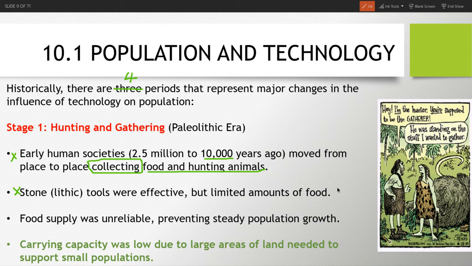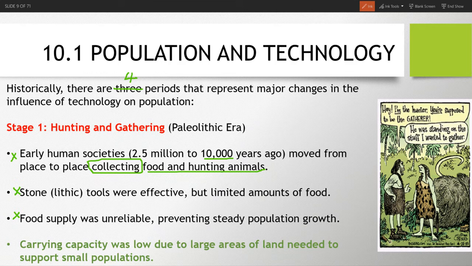But there was a limit to the amount of food that could be obtained. Food supply was unreliable, preventing steady population growth. A big concern here might be hunting of animals. Many animals are migratory, and some human groups followed migratory animals from one place to another in order to hunt them as a food source.